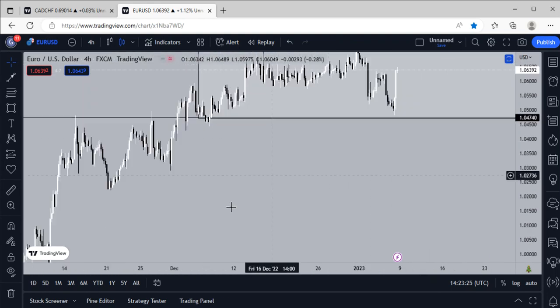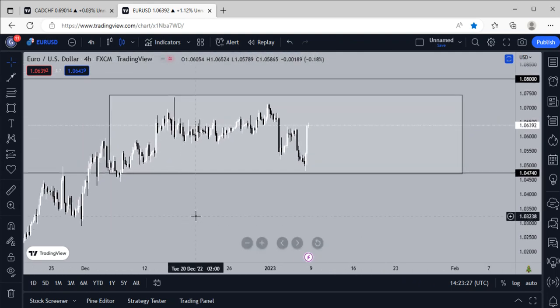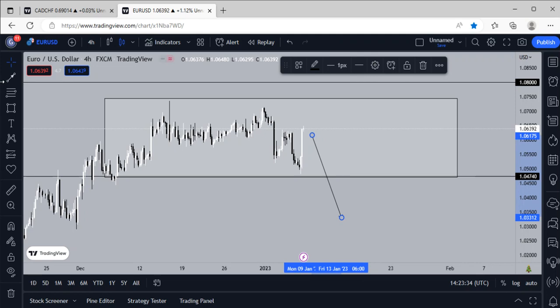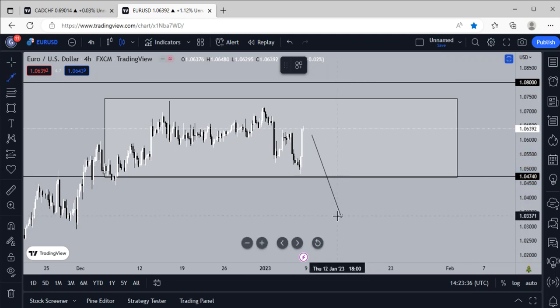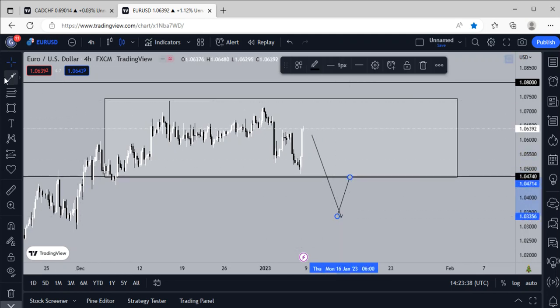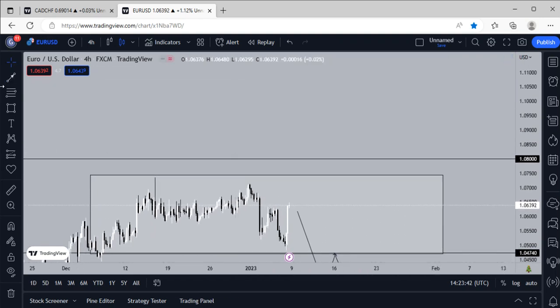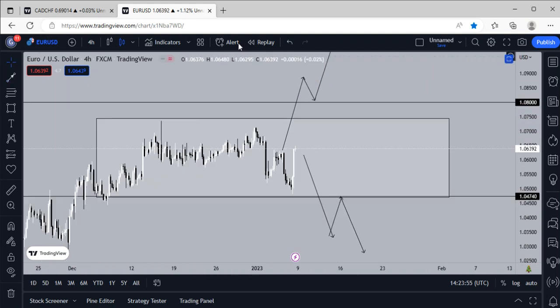Right now we have a consolidation. This is another area of interest. This is my consolidation. So what I'll be looking for is price to either break out right over here and then retest and continue to the downside, or price can break out, retest our psychological level, and then go to the upside for a buy.